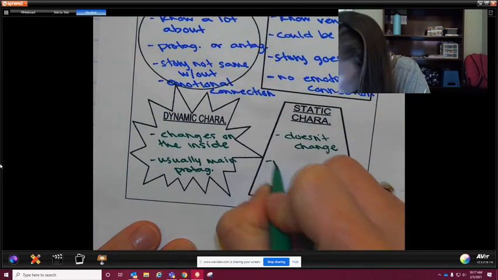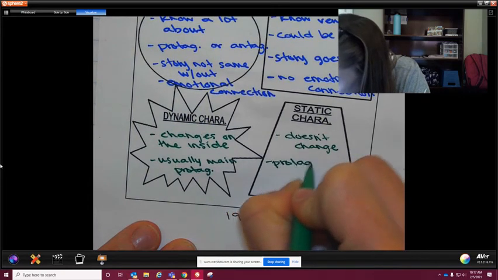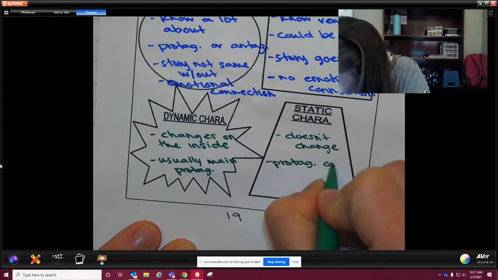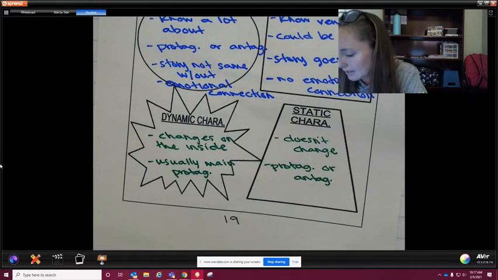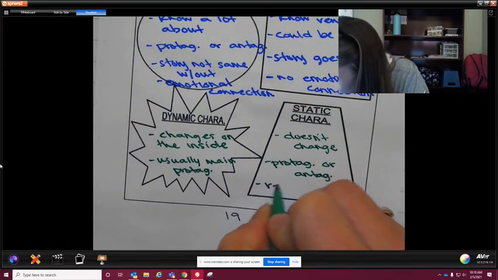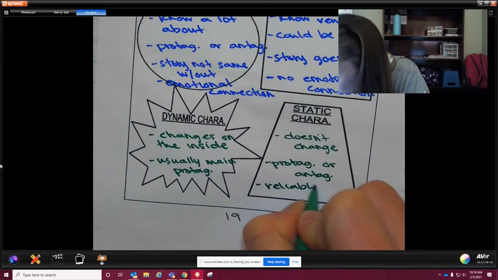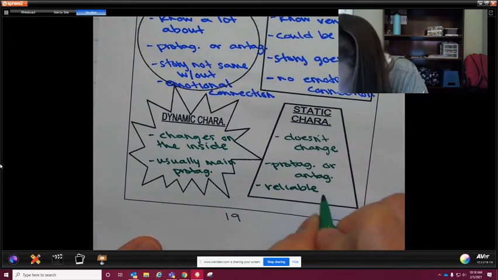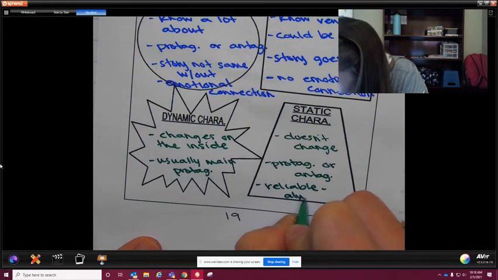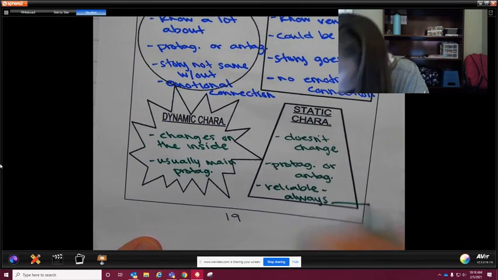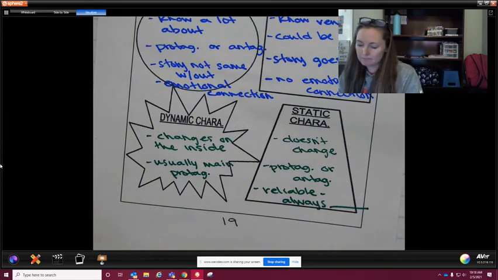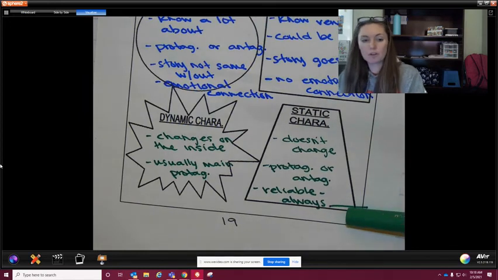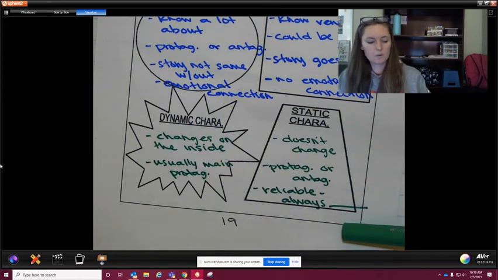This could be the protagonist, or the antagonist. And this one is always a reliable person or reliable at something. So they're very reliable. So always blank. Okay, so they're always blank. So again, they're opposite. But this person, they're always going to be this. They're always going to be.